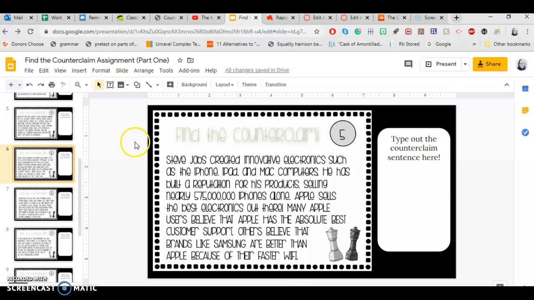Number 5. Steve Jobs created innovative electronics such as the iPhone, iPad, and Mac computers. He has built a reputation for his products, selling nearly 575 million iPhones alone. Apple sells the best electronics out there. Many Apple users believe that Apple has the absolute best customer support. Others believe that brands like Samsung are better than Apple because of their easier Wi-Fi.